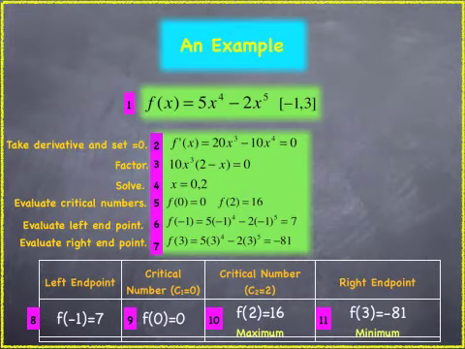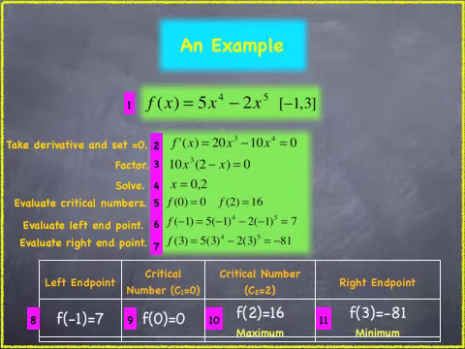So let's go through the process. Again, in step 1, you can see our function, and we're restricted between -1 and 3. In step 2, we take our first derivative using power rule, and we set that equal to 0. In step 3, we factor. Step 4, we solve for x. So x equals 0 and 2. Those are our two critical numbers. And you don't have to have 2. You could have more than that, but we have 2 in this case.